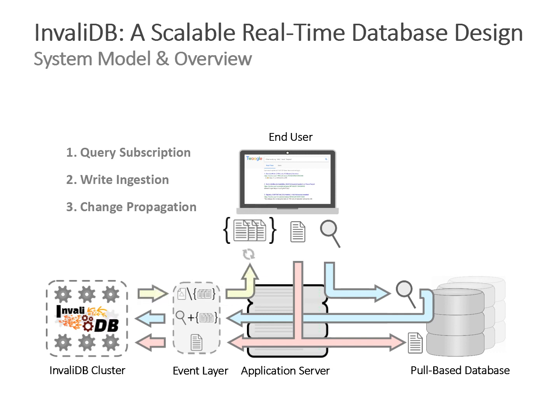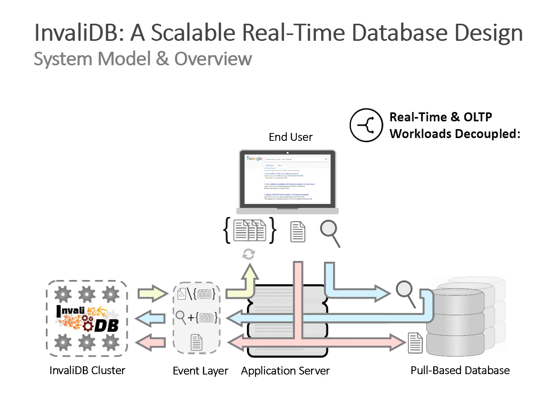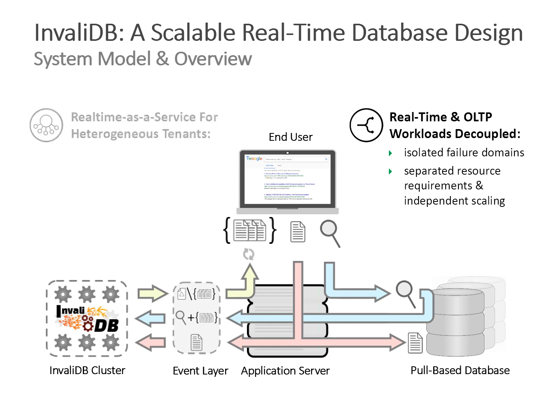So this architecture has two big advantages over the other approaches discussed earlier. One is that real-time and OLTP workloads are decoupled. So we don't have the matching within the application server, so an overload in the real-time workload cannot bring down the application server. That's a big pro. And also, we can scale the InvaliDB cluster just to beef up our real-time capabilities, which is not possible if you have everything running on the application servers themselves.